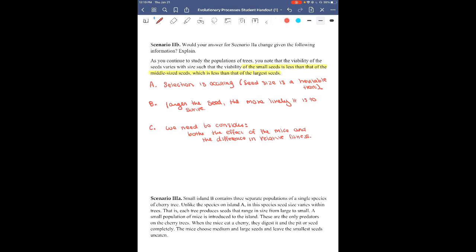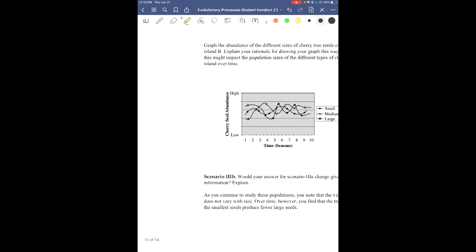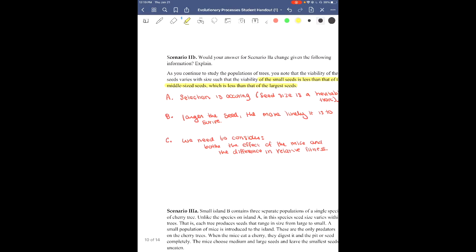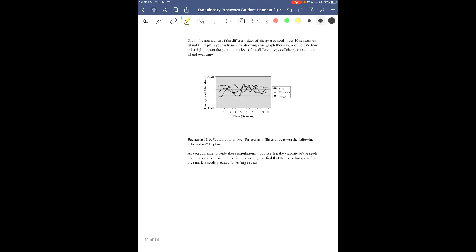Any questions about this scenario? Okay, let's go on to the next scenario. Small island B contains, oh, I feel like all these are repeated for some reason. Yeah, so we can skip that one.